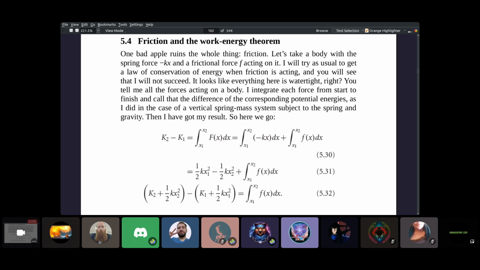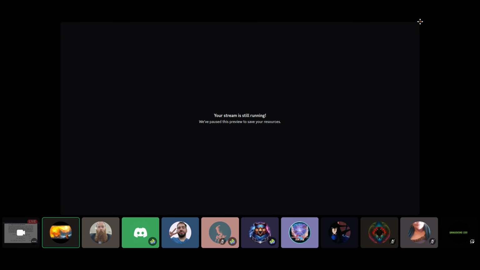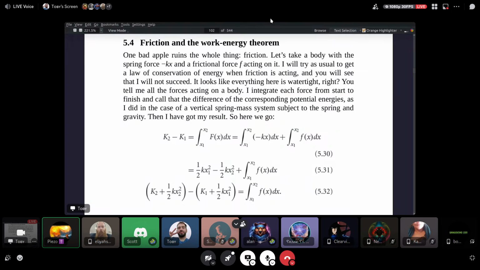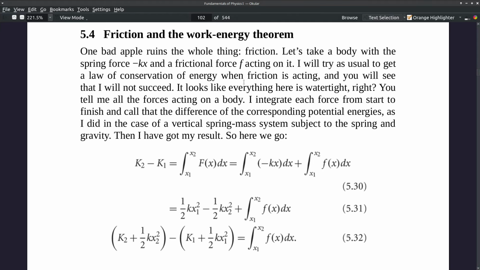All right. Friction and the work energy theorem. One bad apple ruins the whole thing. Friction. Let's take a body with the spring force, which is negative kx, and a frictional force, little f, acting on it. I will try as usual to get a law of conservation of energy when friction is acting, and you will see that I will not succeed.